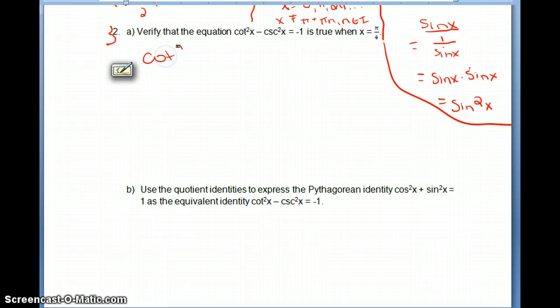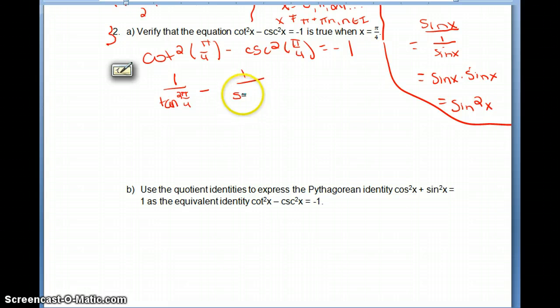So here we have cotangent squared of pi over 4 minus cosecant squared of pi over 4, and that should be equal to -1. To start off, I'm going to change these into our nice primary trig functions. So we have 1 divided by tan of pi over 4, squared, subtract 1 over sine squared of pi over 4, and that should be equal to -1. Sorry, the squares look like they're with the pi, but these are squared values.